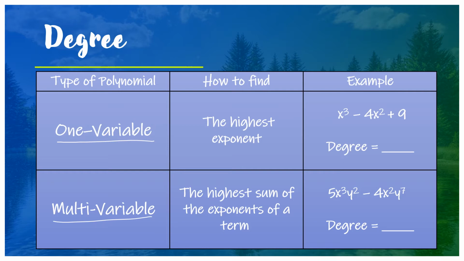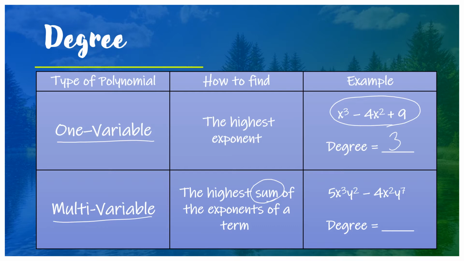So for a one variable polynomial, the degree is simply the highest exponent. If we look at this example, the highest exponent is a 3, so the degree is 3. Right, easy as that.